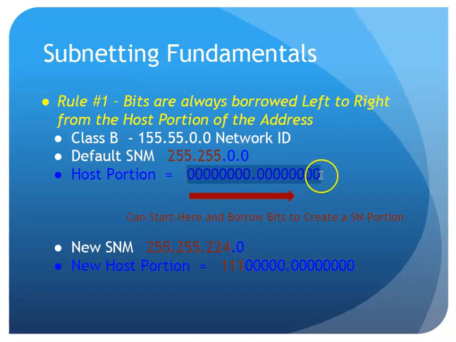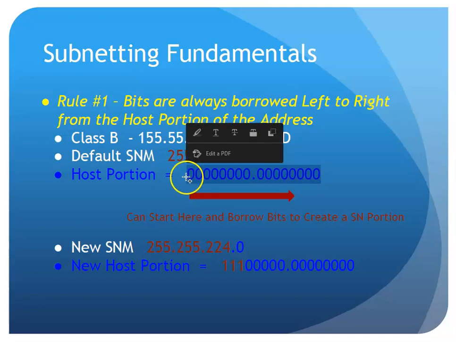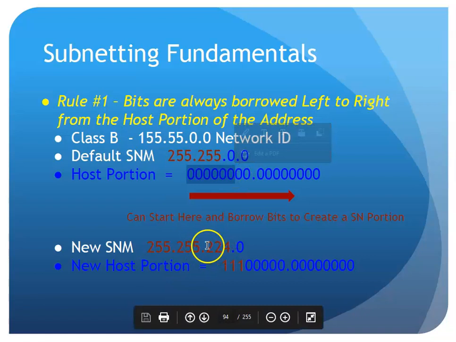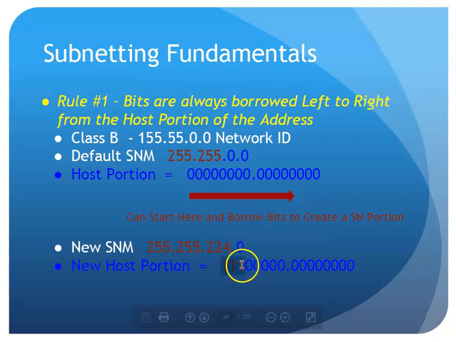Here's that host portion, all zeros. I'm going to start borrowing right here where my pointer is, and I'm going to start borrowing left to right slowly, and I will borrow as many bits as I need. So right here, I can borrow 3 bits from the host portion. 224 would be those 3 bits borrowed. Those would be the 3 bits borrowed to create subnets.